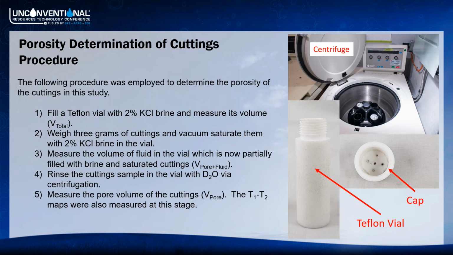We then rinse the cuttings in the vial with D2O by using centrifugation. Sometimes multiple rinses are required. And then we measure the pore volume of the cuttings and any other measurements that are required, such as T1, T2 maps. Ideally, in this last step, we'll have all the surface fluid removed from the cuttings.